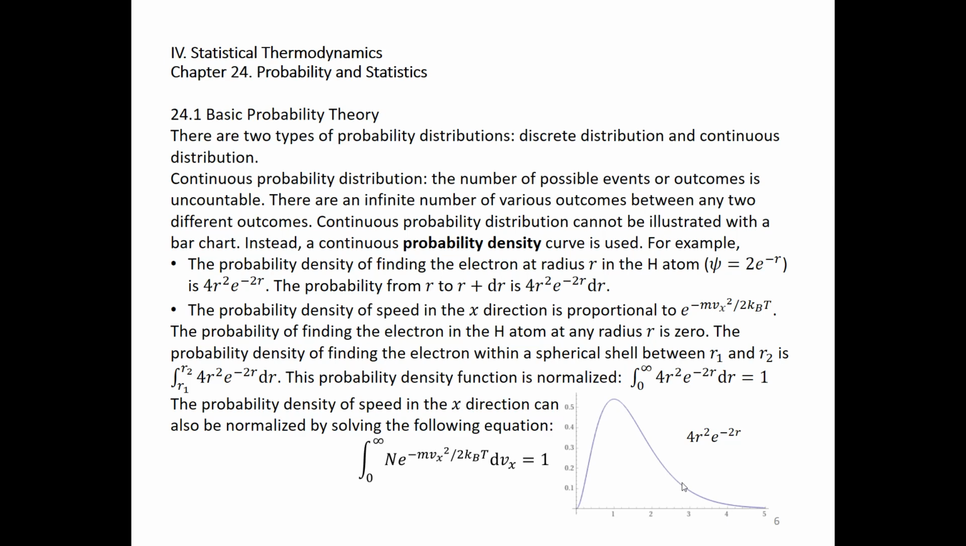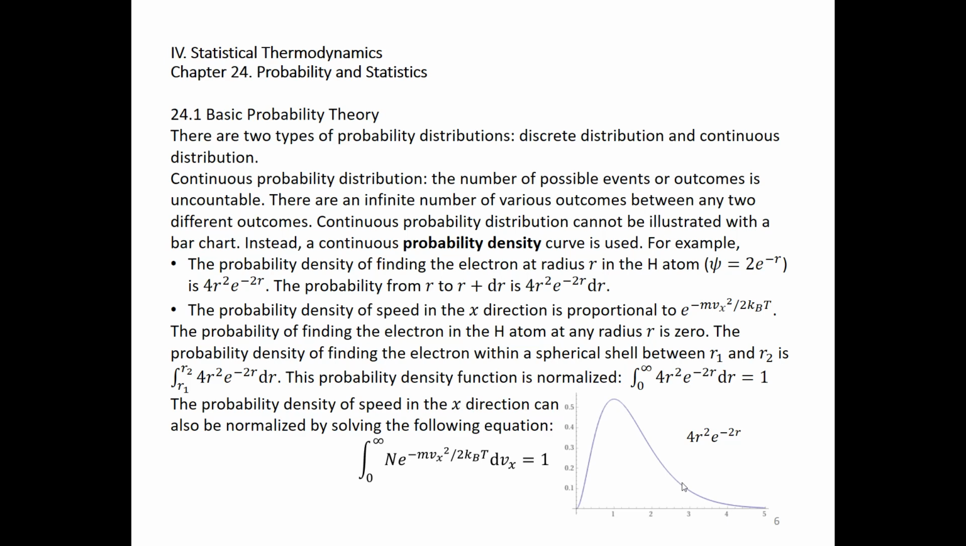And there are many outcomes, actually an infinite number of outcomes, right? You can have the particle at 0 meter, you can have the particle at 1 picometer. Between 0 meter and 1 picometer, you still have an infinite number of outcomes, right? You can have 1 femtometer, 2 femtometers, and even between 1 femtometer and 2 femtometers, you can have 1.1 femtometer, 1.2 femtometers, right? So you have an infinite number of outcomes between just any 2 different outcomes.